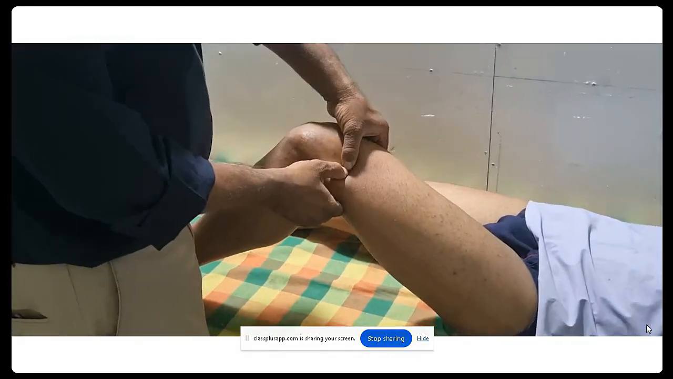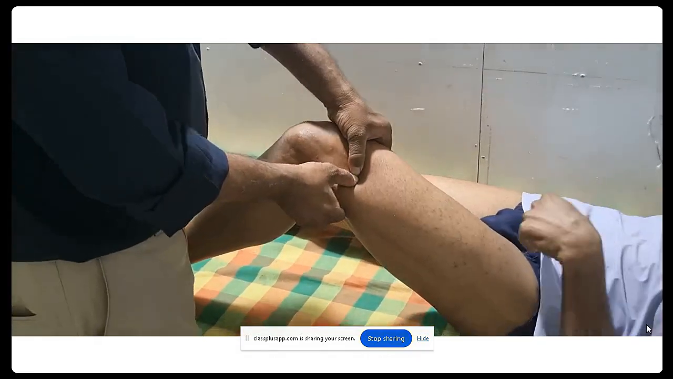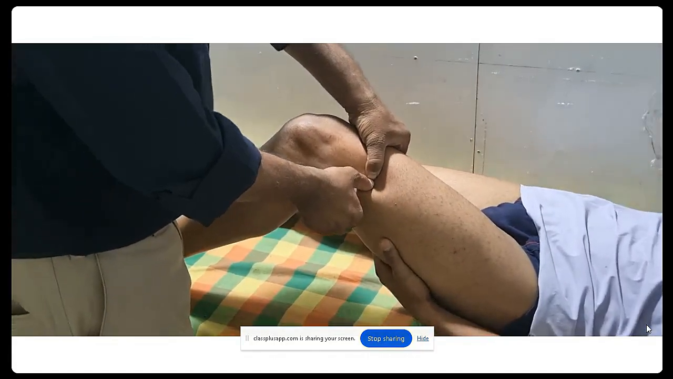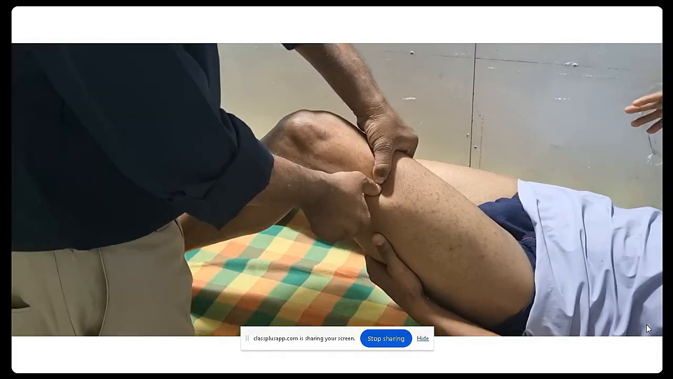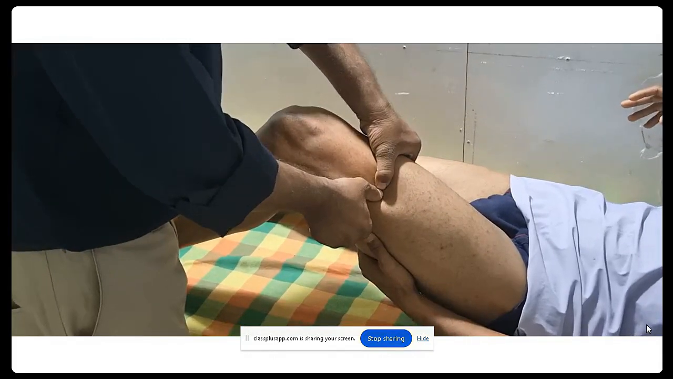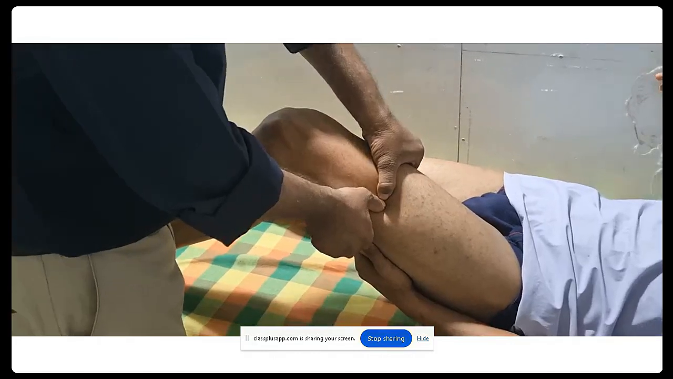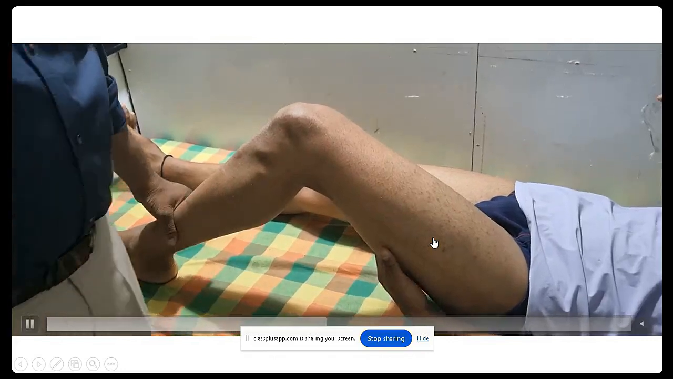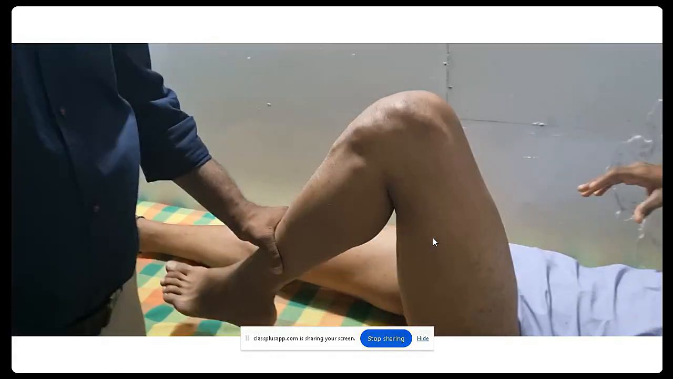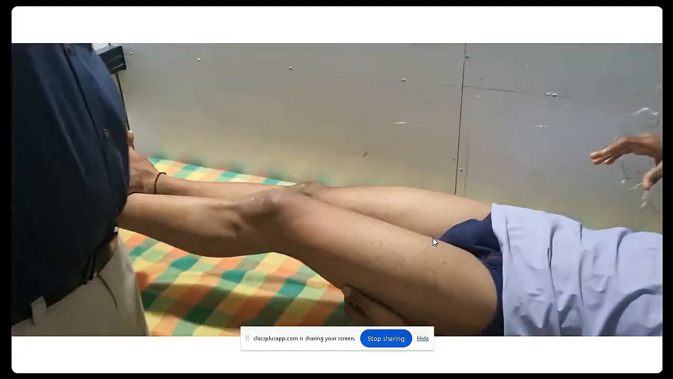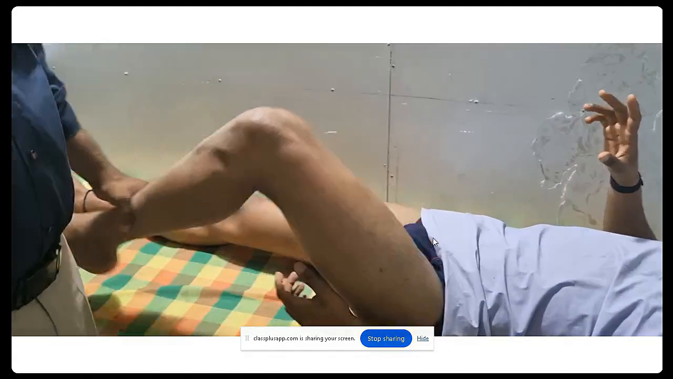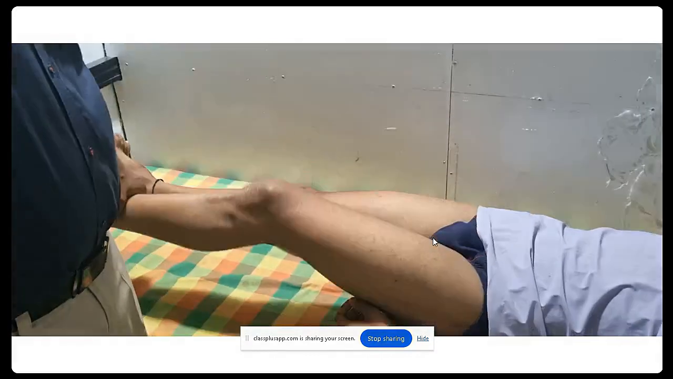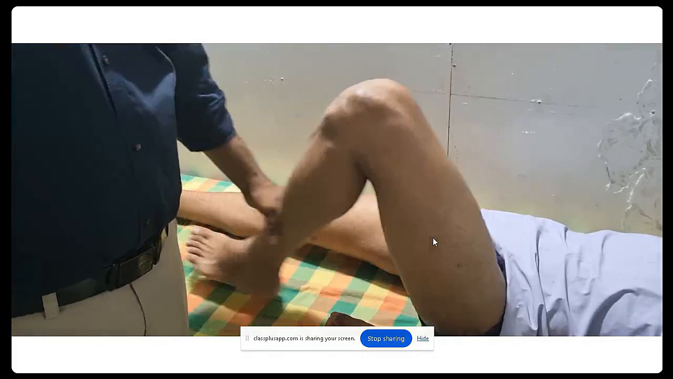Now you can see that I am going slightly deeper. You can see the movement above my finger, the movement of the muscles, the movement of the fascia. If you minorly observe in this particular area, now you can see that the range of motion is far more increased, and he is telling that now the pain is around 5 out of 10. The range of motion has considerably increased.